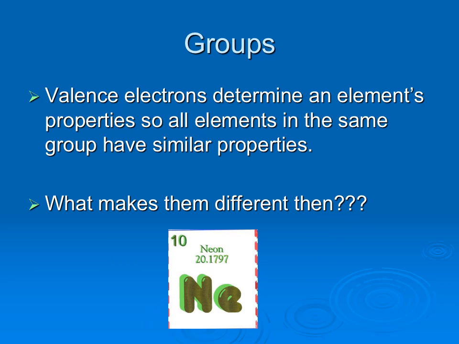So, more about groups and valence electrons. Valence electrons determine an element's properties. So all elements in the same group have similar properties. So this is like the aisle of the grocery store. Every element that's in the same group, the same up and down group, has similar properties. So you can think of these like the grocery store. Well, what makes them different then? If you look, they have different atomic numbers and they have different masses.